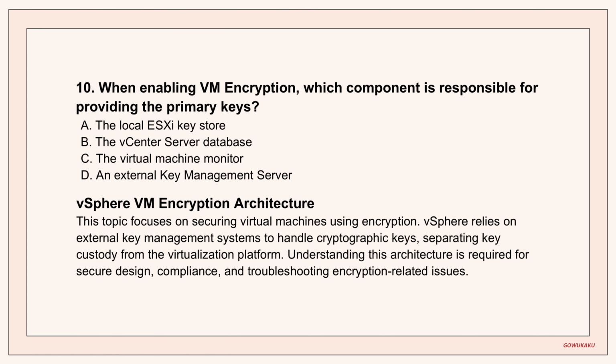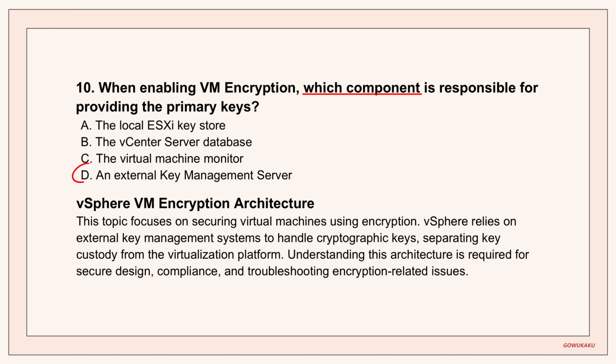Okay, finally, let's wrap this up with the highest stakes. Critical security architecture. We're talking about VM encryption. When you enable this feature, what component in the whole architecture is responsible for providing the primary encryption keys? This is such an important question because a lot of people just assume it's stored somewhere inside vCenter. But that's a huge security anti-pattern. VM encryption requires an external key management server, or KMS, that supports the KMIP protocol.